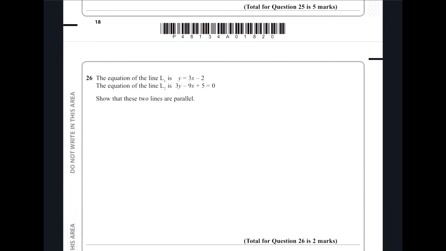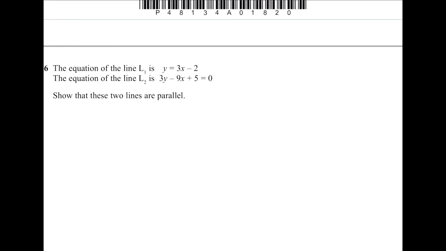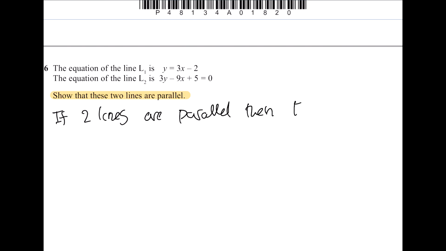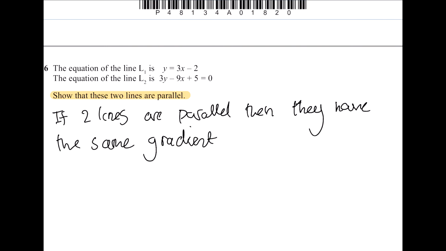Okay, last few questions. We've got two lines. Show that these two lines are parallel. So this is important. The important fact is if two lines are parallel, then they have the same gradient. So that is a very important fact.